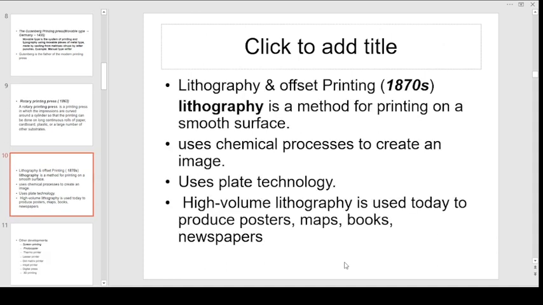We also have lithography and offset printing that were used in the 1870s. Lithography is a method for printing on a smooth surface. It uses a chemical process to create an image. It also uses plate technology. High volume lithography is used today to produce posters, maps, books, and even newspapers.